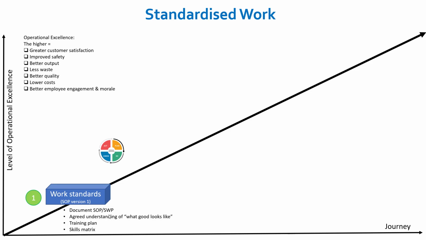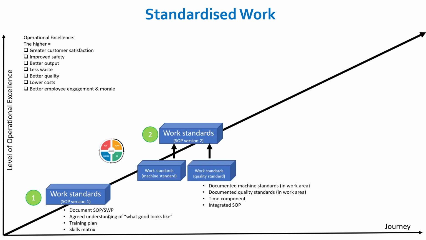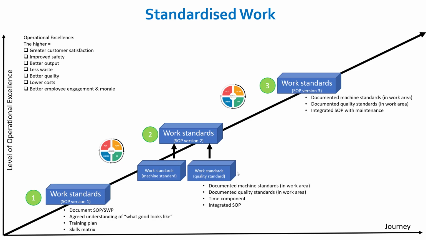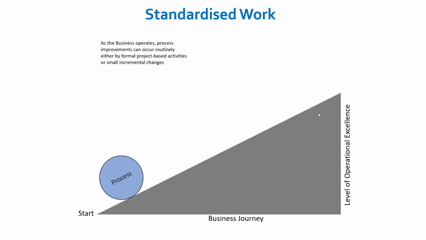Then we undertake a PDCA type routine or Kaizen routine, and we end up with a slightly more mature level of standardised work. And this is where we have the inclusion of machine standards and quality standards and maybe even time components added to our SOPs. Then once again, we undertake the PDCA cycle and we end up as an outcome with a more mature system of standardised work, where it may even be that we have standards in the work area and they may even be integrated with maintenance.